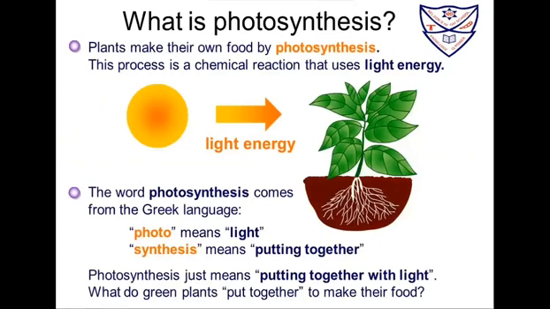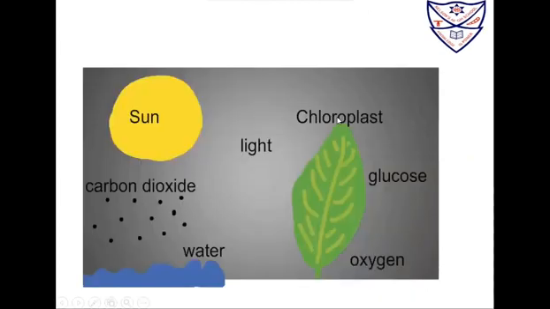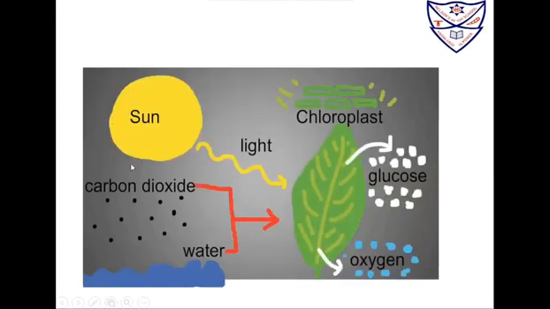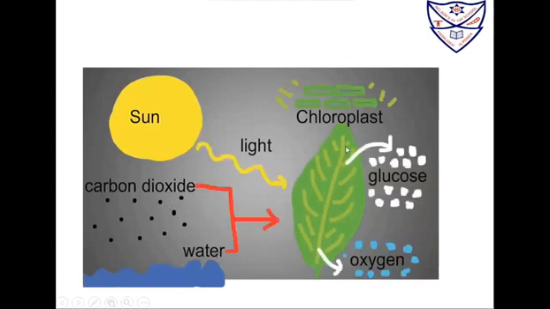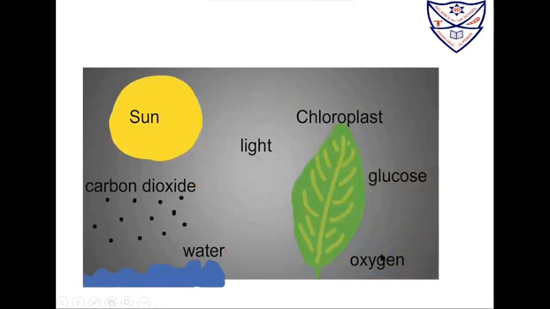So how are these plants able to make their own food? They are able to make their own food because they can do photosynthesis. What is photosynthesis? Photosynthesis essentially means using light energy to make something, to put together something. So plants use light energy to make food. Plants use light, carbon dioxide, and water to make glucose and oxygen.